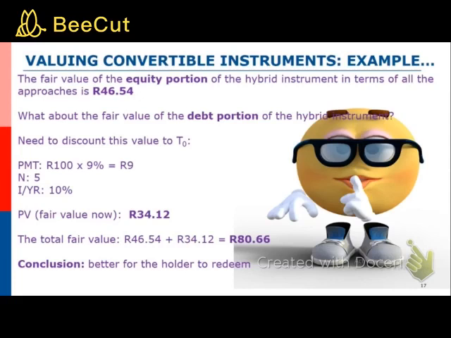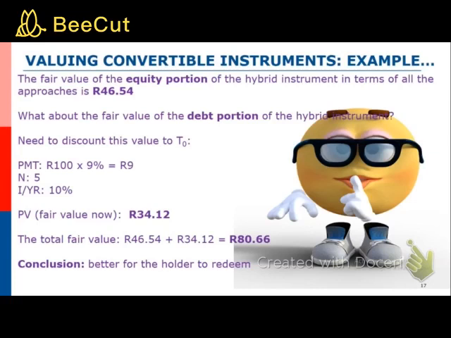That I add to the total value of the equity of R46.54, and so for all of the approaches, I get a total fair value for the compound instrument or the convertible of R80.66. That, in comparison to the R95 that we spoke about earlier, gives me the conclusion then here that for the holder it would be better to redeem, as they're getting more value from that.